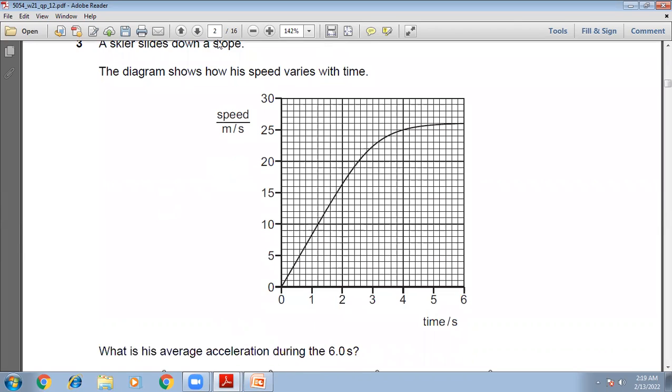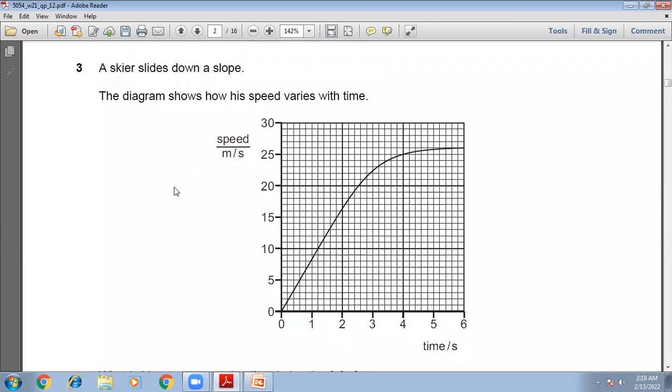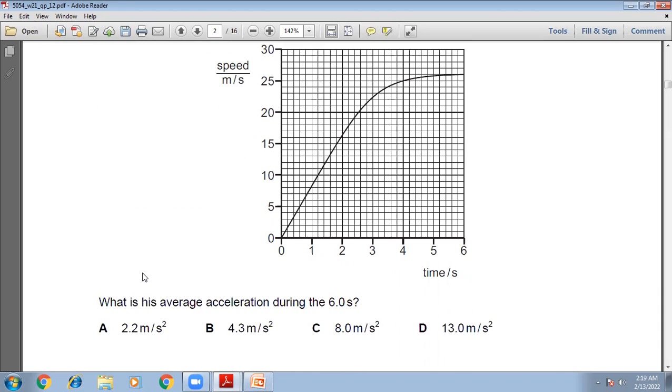Okay, so the next question coming up on your screen, he says, a skier slides down a slope. The diagram shows how his speed varies with time. So here we have a speed-time graph. On the y-axis, the speed is represented. On the x-axis, time is represented. Time is in seconds. The speed is in meters per second. And that's the graph. Okay, so the question is, what is the average acceleration during the 6 seconds?